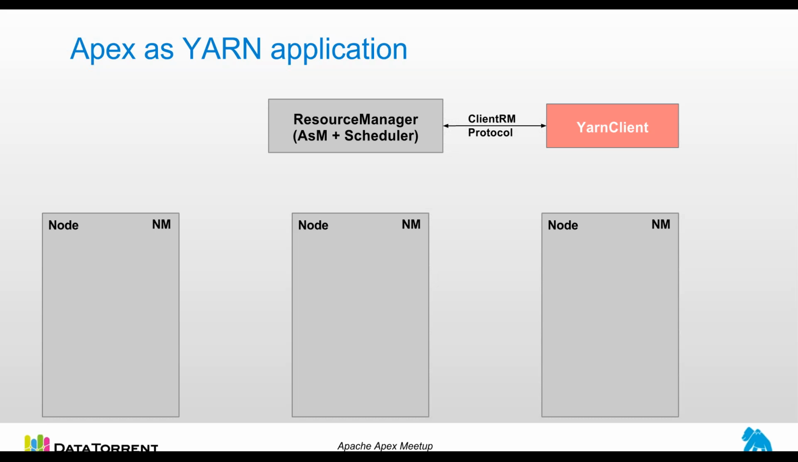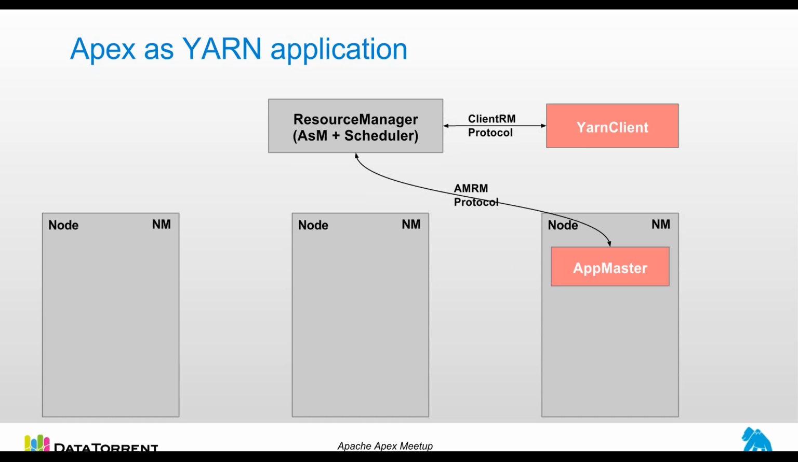Now once the request is received by resource manager, it finds a container present in a Hadoop cluster and deploys app master to it. So app master is application master. Okay, and the communication that is happening between resource manager and application master is happening over AM/RM protocol.